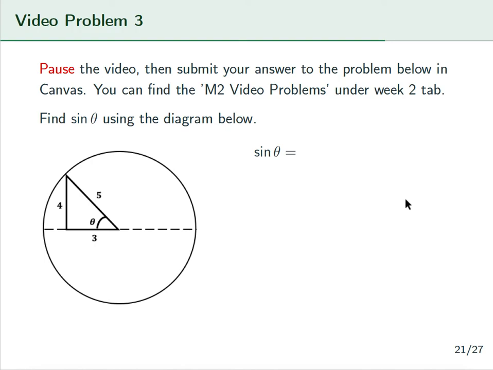Now pause this video, then submit your answer to the problem below in Canvas. Find sine theta using the diagram below. Okay. So again, try to think in terms of this: sine is the distance between the horizontal diameter and the terminal ray, using radius length. So here radius length is 5. So pause the video, submit, and come back.